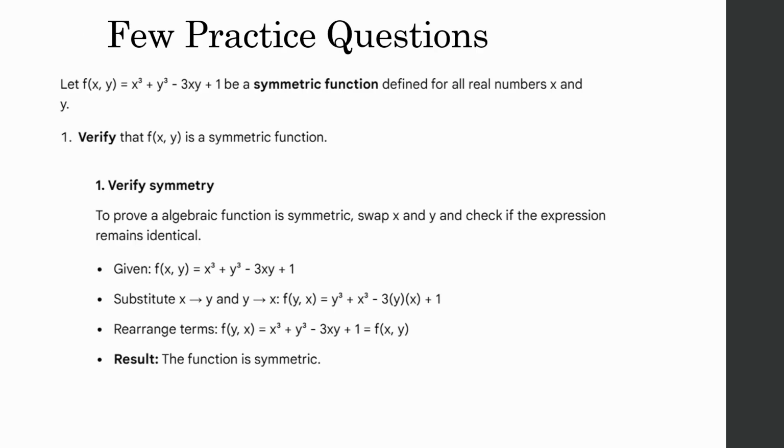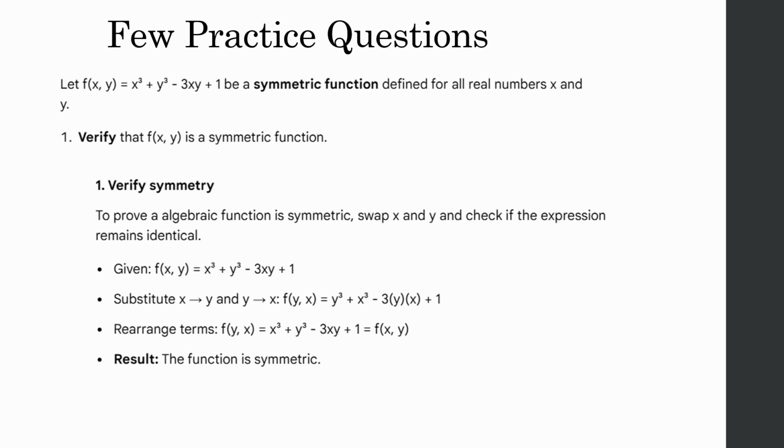The next practice question. Let f of x comma y equal to x cube plus y cube minus 3xy plus 1 be a symmetric function defined for all real numbers x and y. So in the question, f of x comma y equals x cube plus y cube minus 3xy plus 1, and x and y are real numbers.